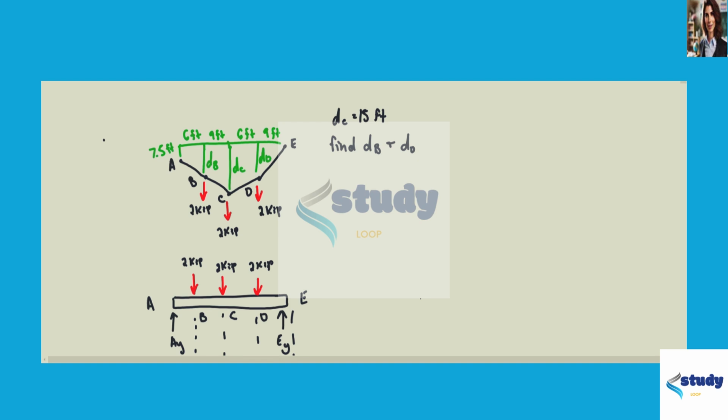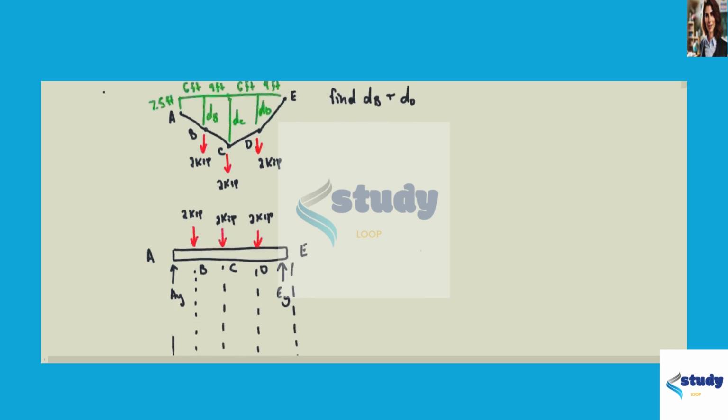The vertical distance from B to E is distance B, from C to E is distance C, and from D to E is distance D. In the problem, we are given that the distance of C is 5 feet, and we're tasked with finding the distance of B and the distance of D. So we need to solve this problem similar to how we solved problem 119.